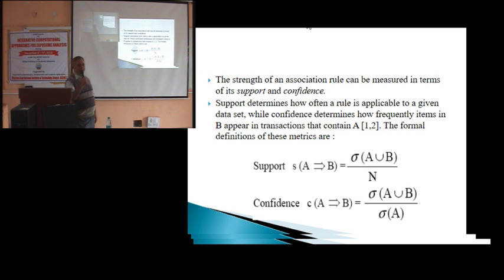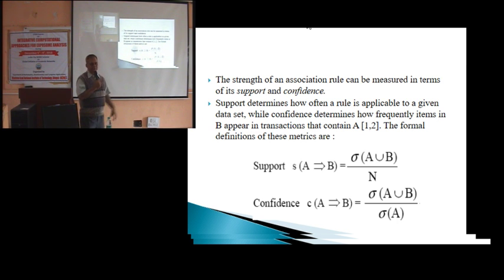Then say 60 people buy milk and bread together. So the frequency of milk and bread together is 60. And the total number of customers is N, so N is 100. So the support for people who buy milk and bread together is 60 upon 100, which is 60%. And confidence is 60 upon 80, that is 75%. I explained this to you yesterday also.